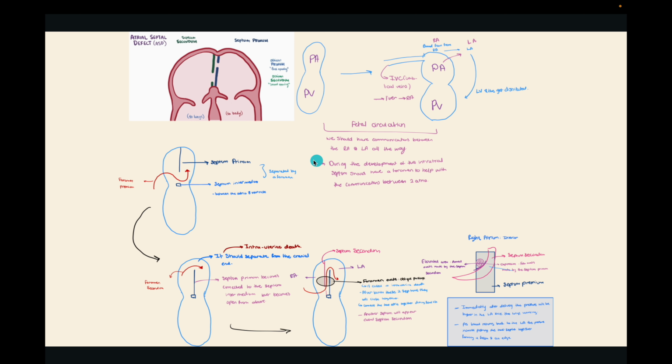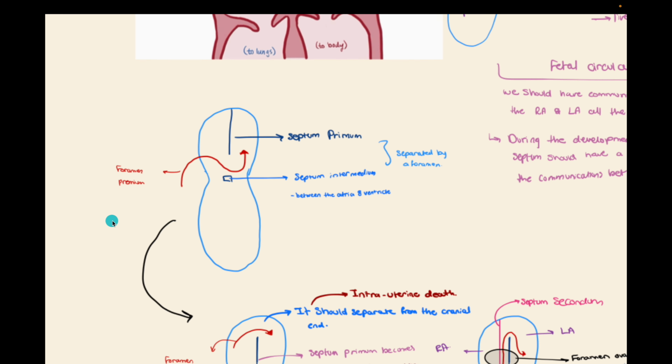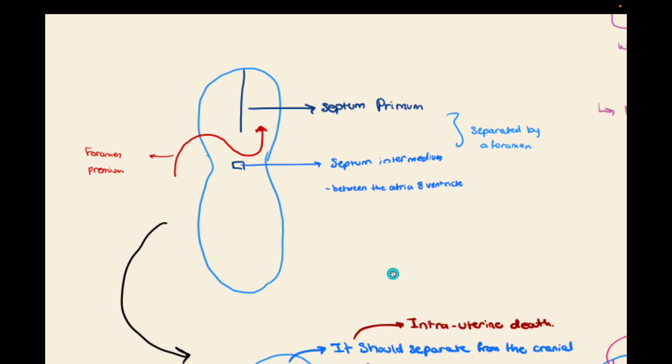Now, starting again, this is going to be our primitive atrium and this is going to be our primitive ventricle. I'll zoom in so it can be clear. This structure right here is going to be the septum intermedium, which we just saw how it developed, and then from the cranial part of the primitive atrium, a structure that is going to descend downward is going to form. This structure is going to be called the septum primum.